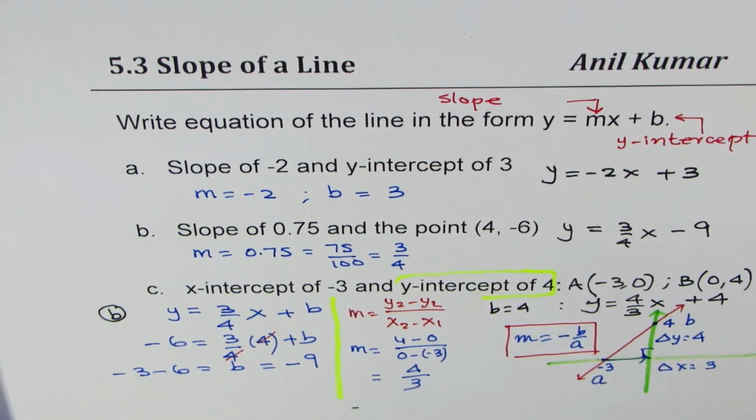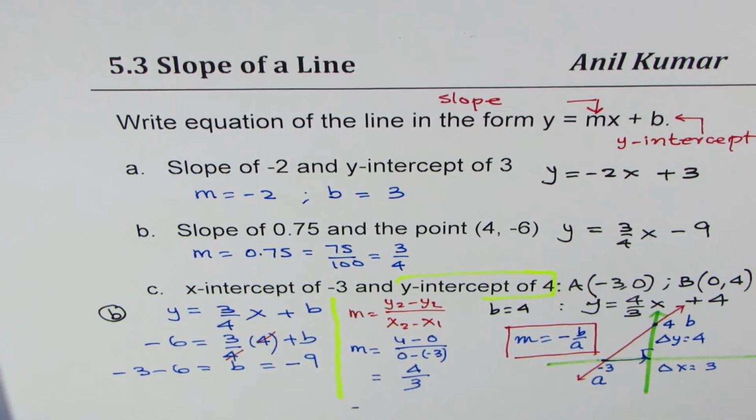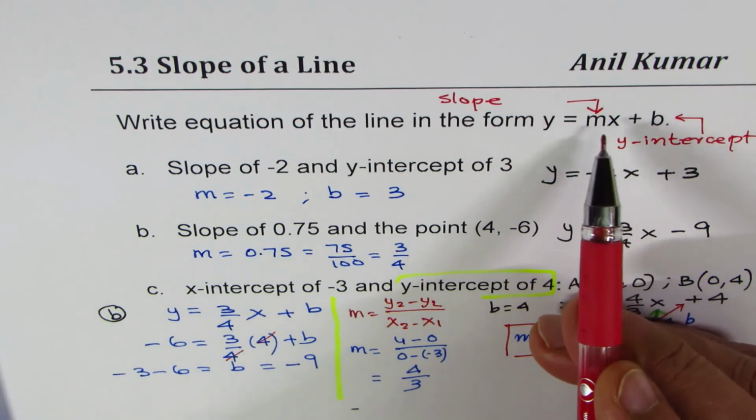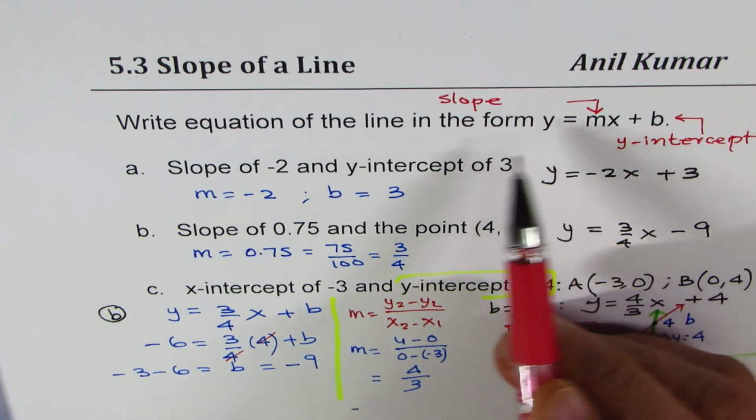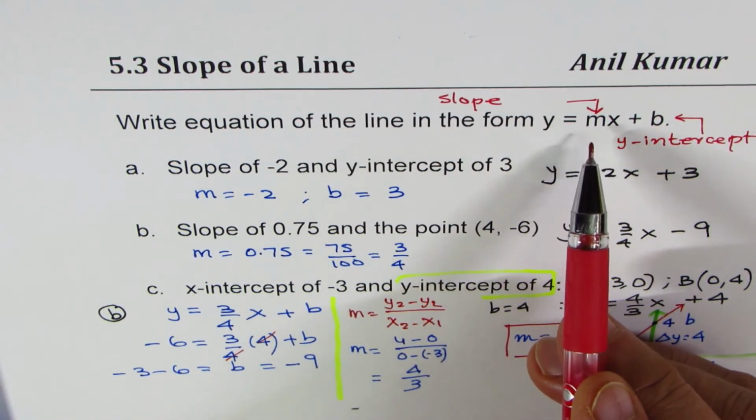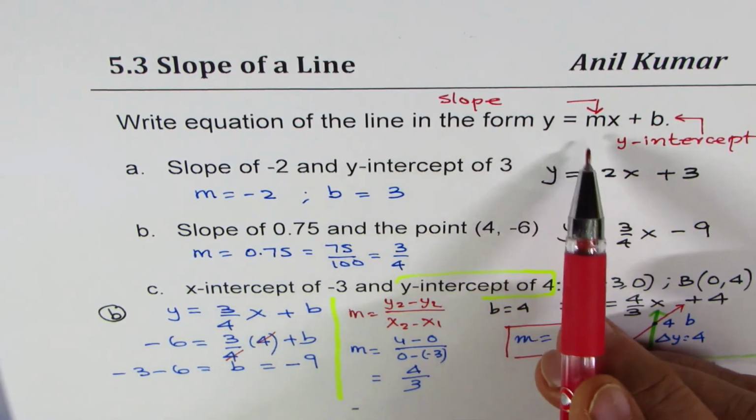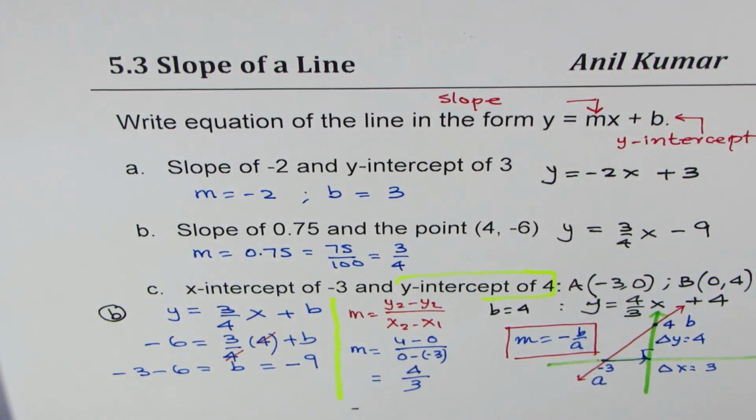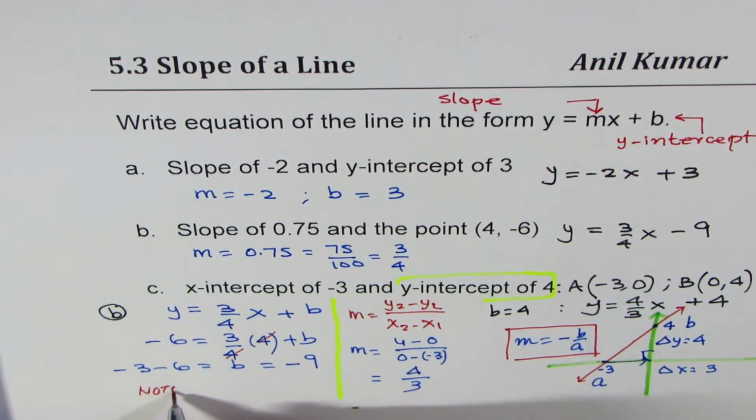Is it okay? So I hope with this you understand how in different situations, when you're given slope and y-intercept, slope and a point, or 2 points, we can always find the equation of a line in y equals mx plus b. There's only one situation. If this line is a vertical line, the slope will be undefined. In that case, we cannot write the equation in the form of y equals mx plus b. So let me write down that note before I close.